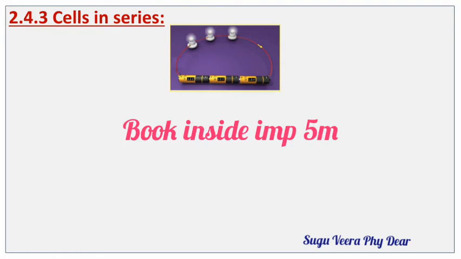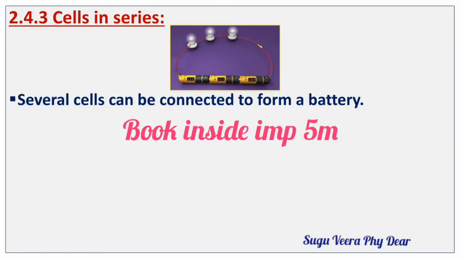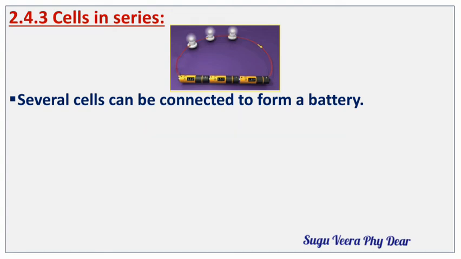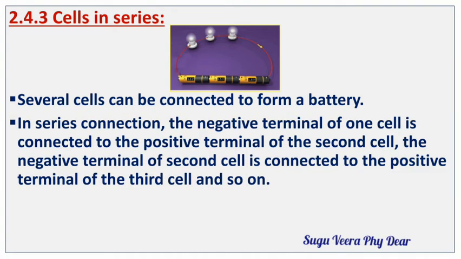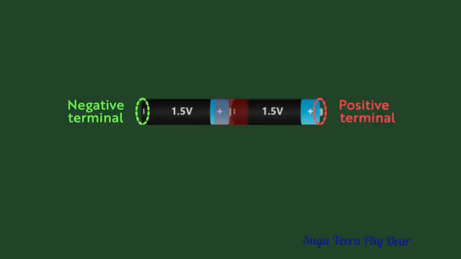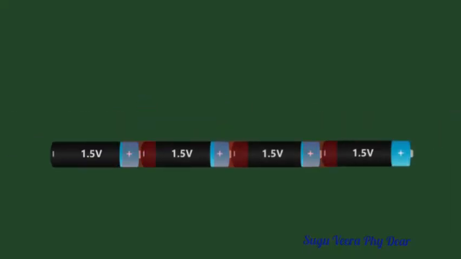Next topic, cells in series. Several cells can be connected to form a battery. In series connection, the negative terminal of one cell is connected to the positive terminal of the second cell. The negative terminal of the second cell is connected to the positive terminal of the third cell and so on.